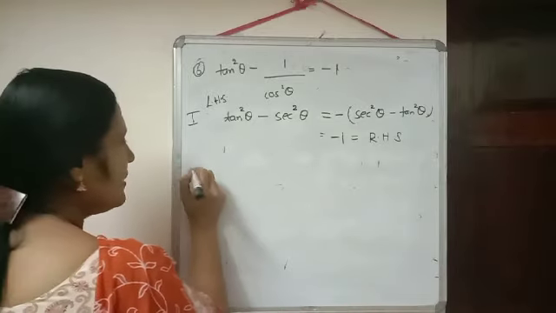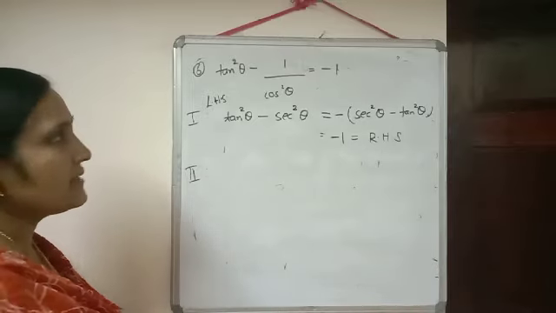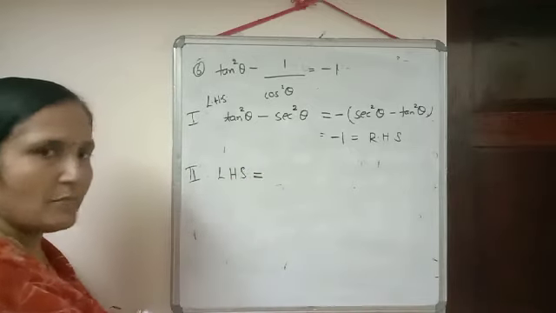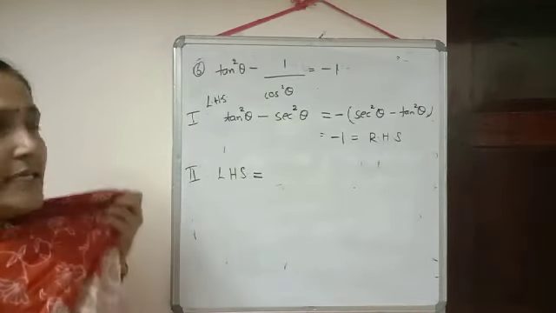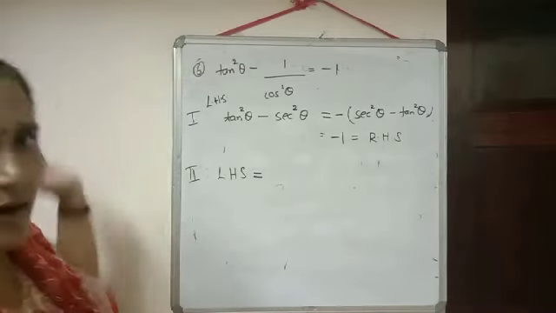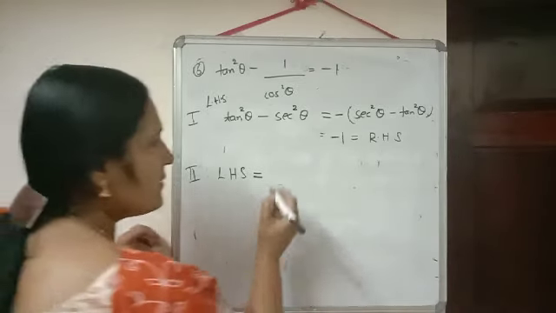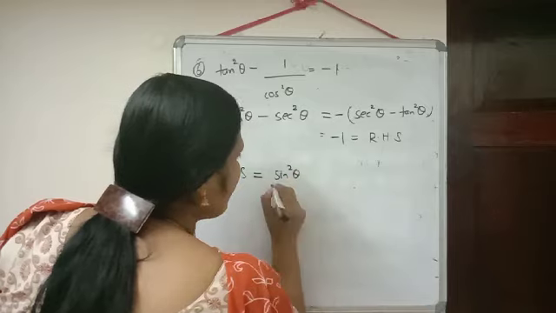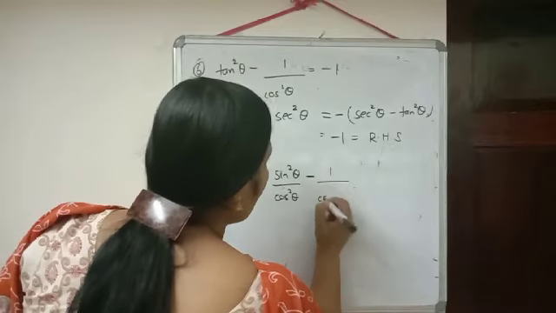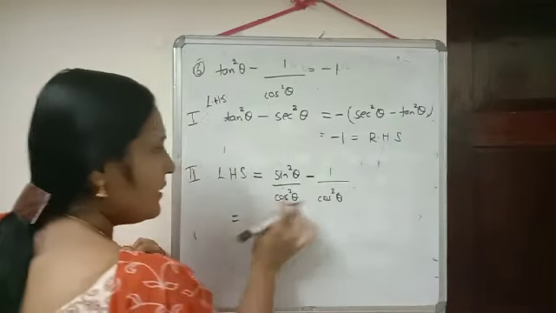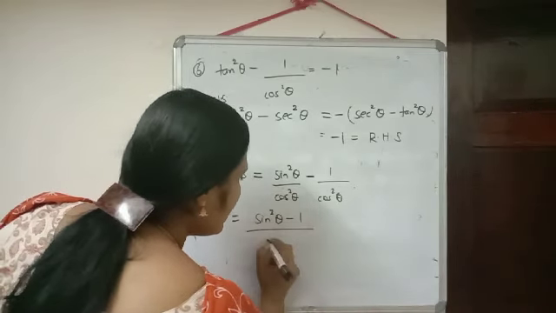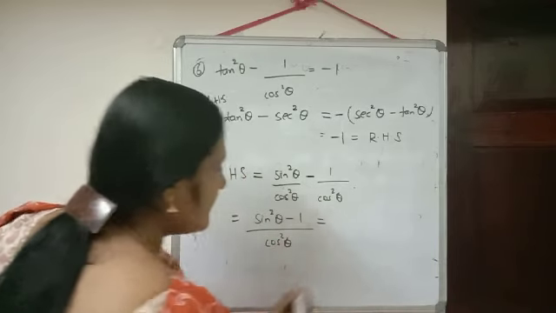Now the second method, how we can do the same question by a different method. As I told you earlier, except sine and cos, if any other trigonometric ratios are there, it is better you change it in terms of sine and cos. How can we rewrite tan square theta? Sine square theta by cos square theta. So tan square theta can be written as sine square theta by cos square theta minus 1 by cos square theta. Denominators are same, so directly we can subtract the numerators. We will get here sine square theta minus 1 by cos square theta.